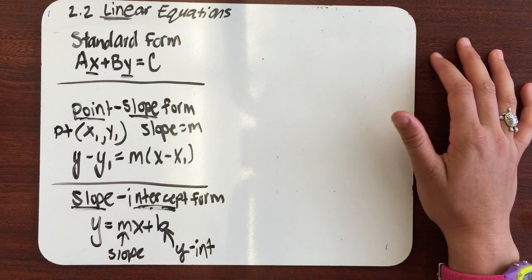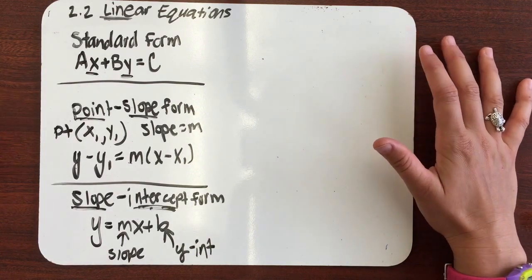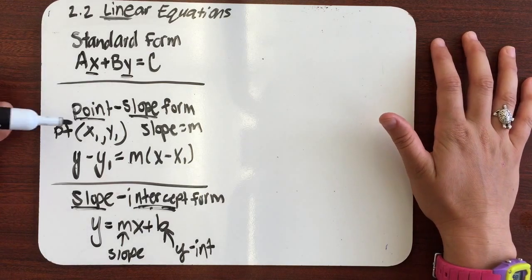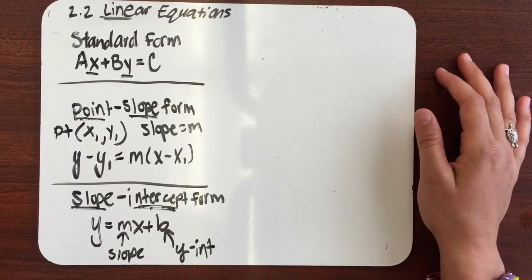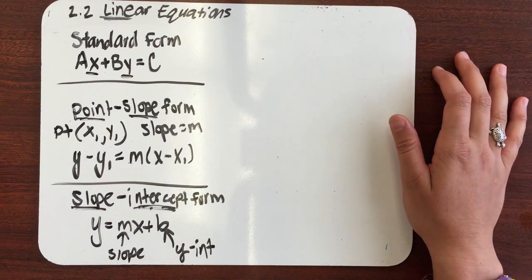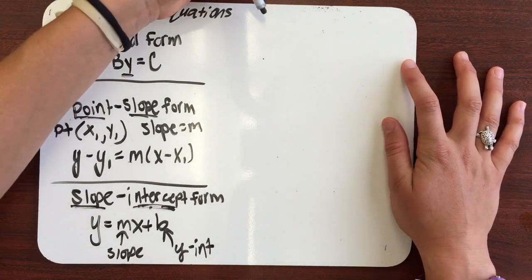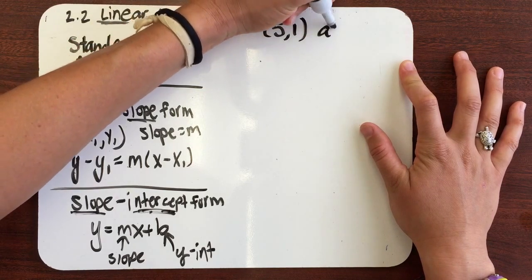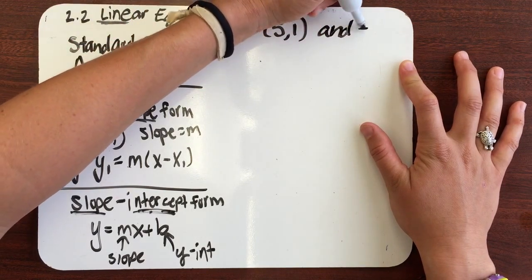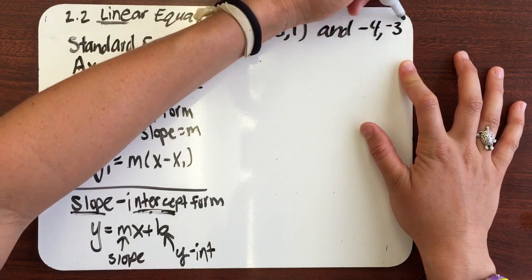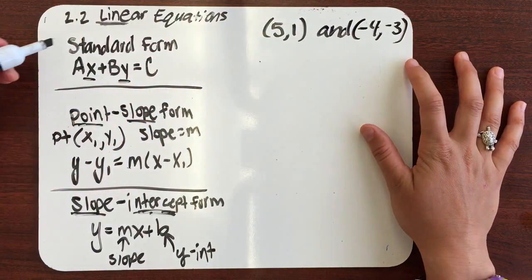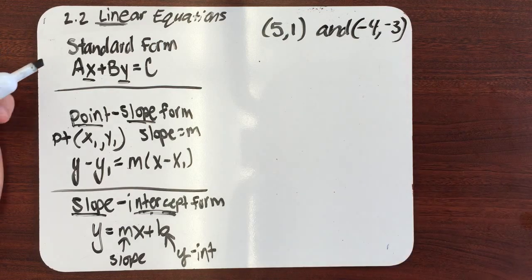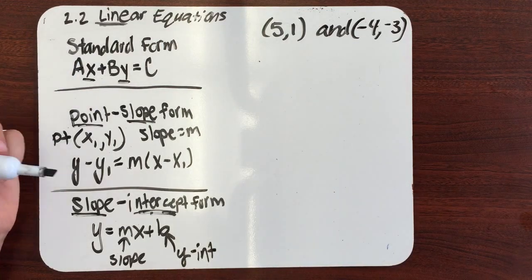All right, so let's try a problem, and we can look at all of the forms. Let's say that we have 2 points. We have a point (5, 1) and (-4, -3). We want to write the equation of this line in all three forms.